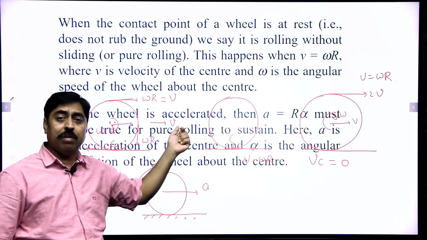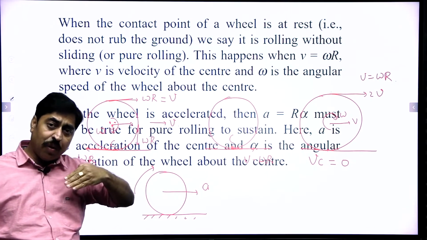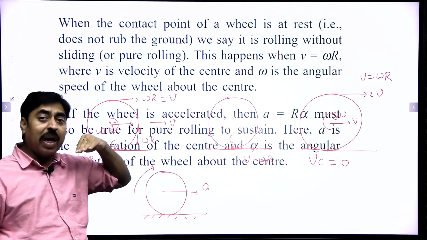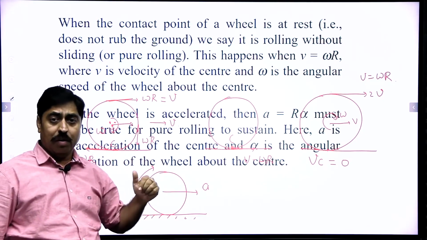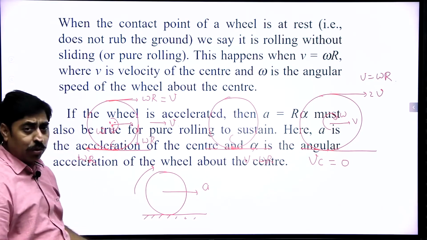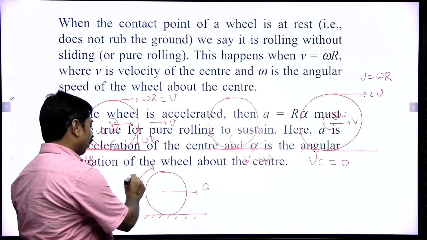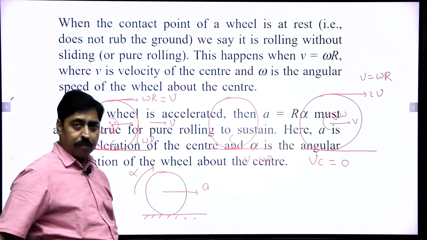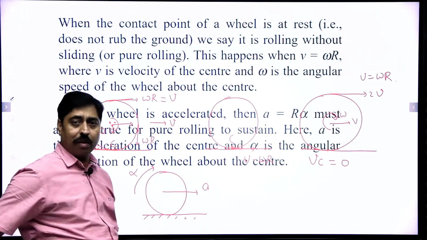If v increases from 1 to 10, then the value of omega r should also increase from 1 to 10. Then only the pure rolling condition will be maintained. So it means omega should also increase, and omega will increase only if there is an alpha, an angular acceleration about the center of mass.